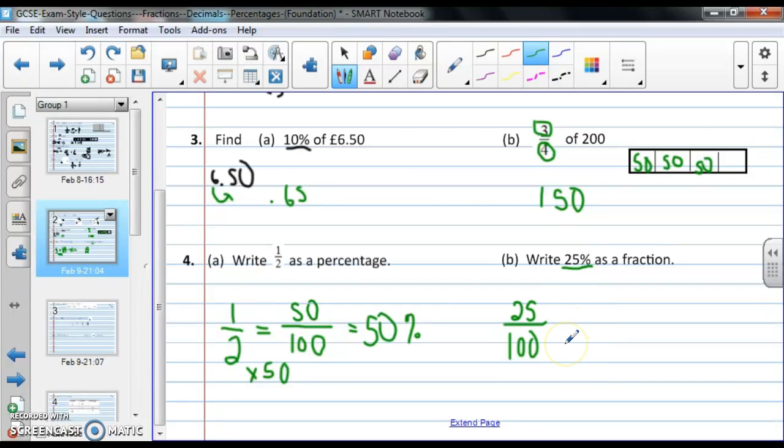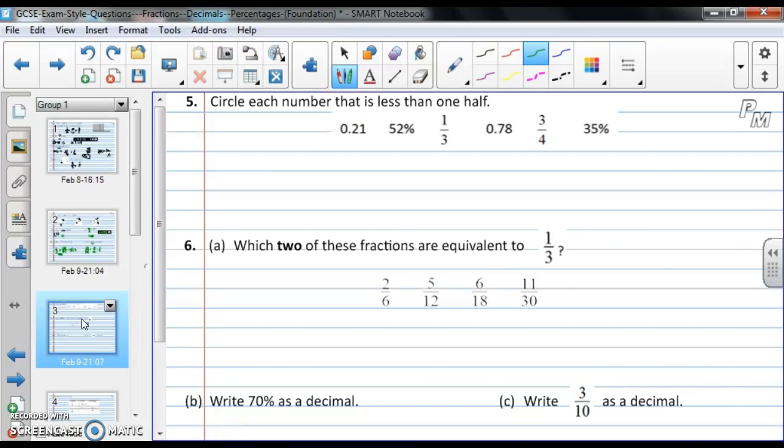Okay, when I look at that, I can divide both the top and the bottom by either 5 or 25. I'm going to do it with 5 so that I can show you the repeat division. So if I divide 25 by 5, I get 5. 100 by 5, I get 20. I can divide by 5 one more time, and I'm going to get 1 over 4. And that's going to be my simplified fraction. Okay? Good. We're doing well here.